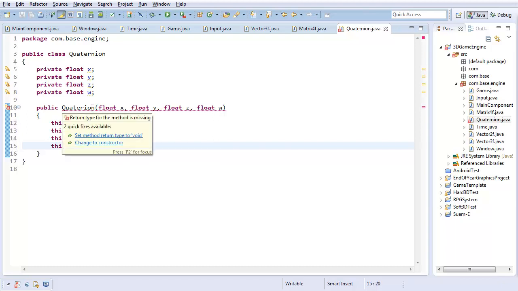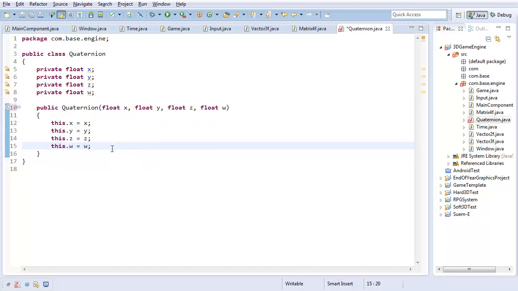Why are you giving me an error? Public Quaternion, but this is a constructor. Java? Are you on crack or something? What? Change to cons. I misspelled it. All right, sorry about that.